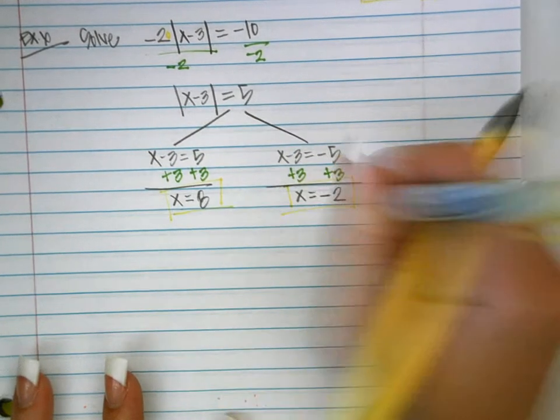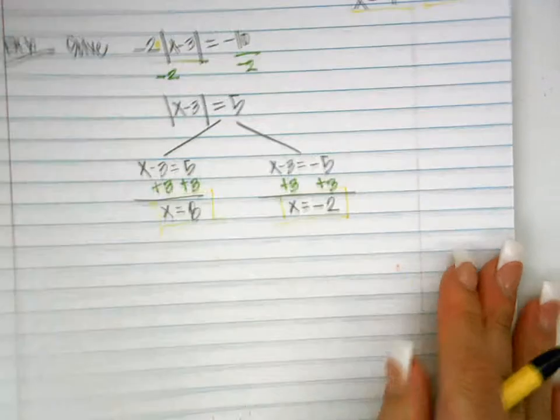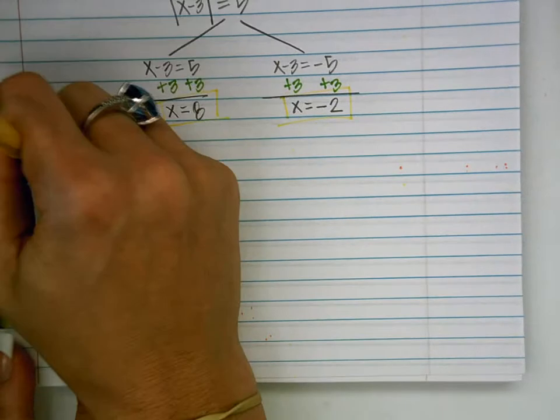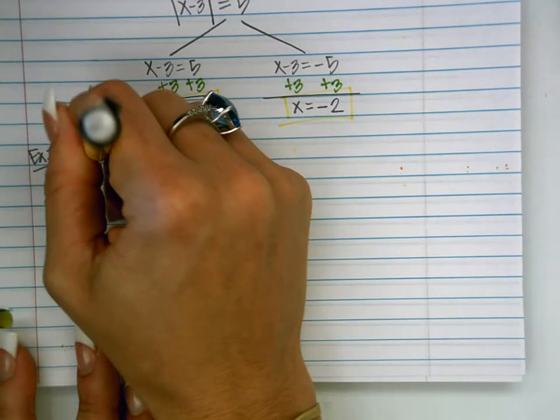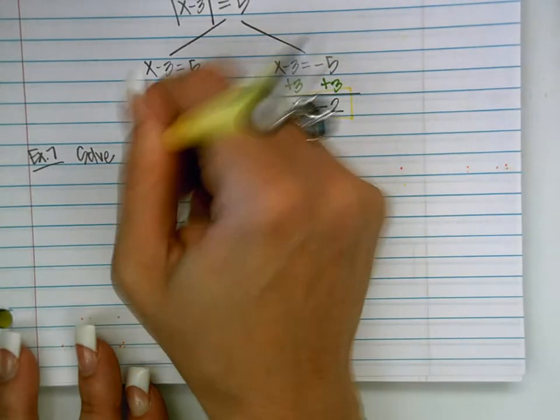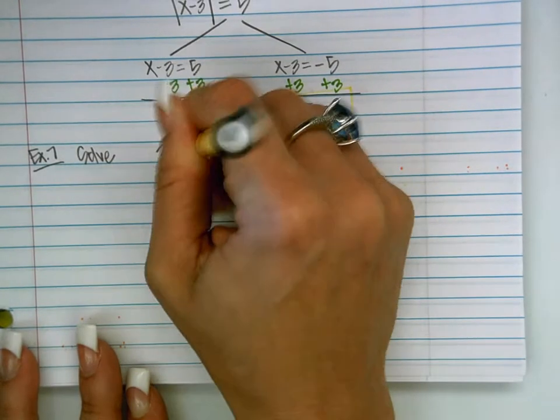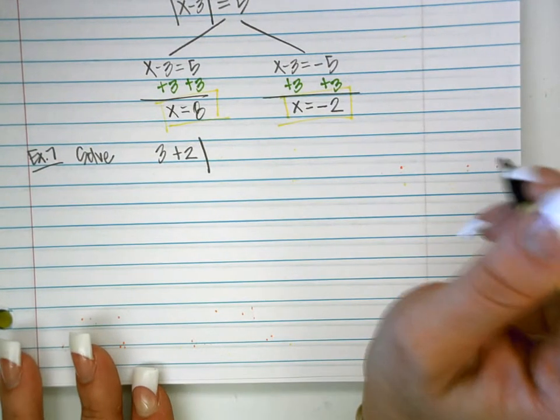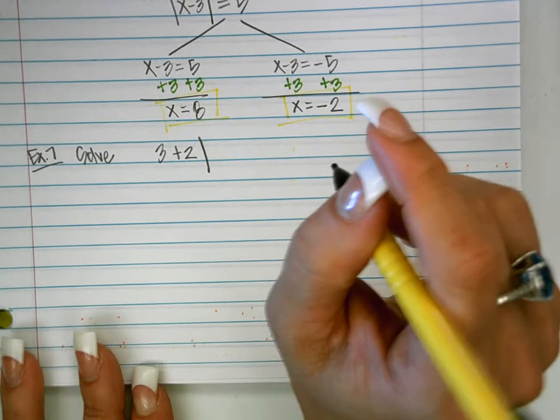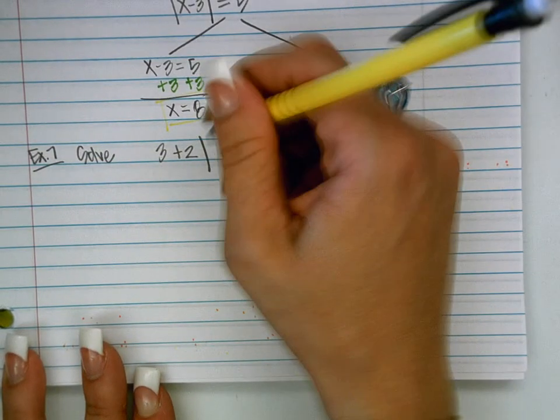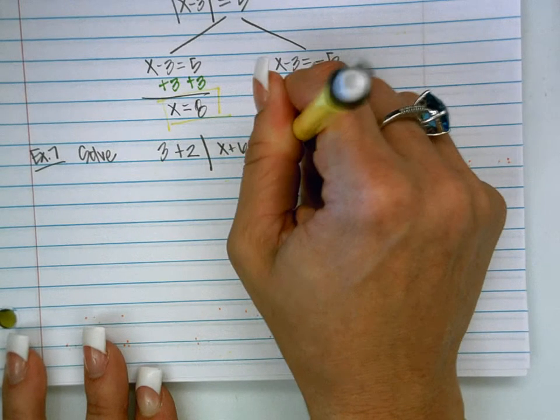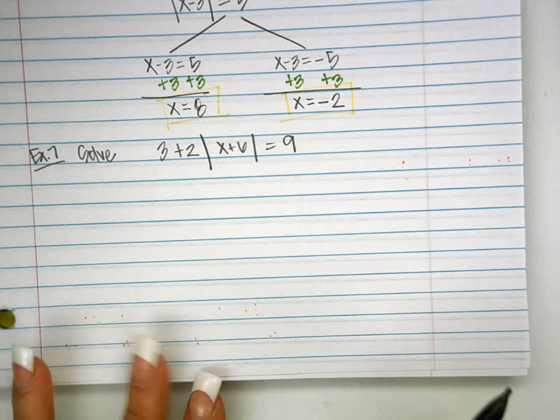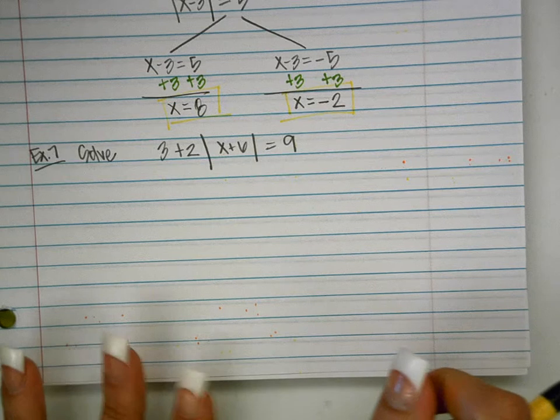Okay, I have one more example, and then I promise I will be done talking. Or with notes. Okay, again, I would like you to solve. This is something that I would call very test missable, meaning there's one just like this on your test, and a lot of people miss it. Okay, so 3 plus 2, absolute value x plus 6, close your bars, equals 9.